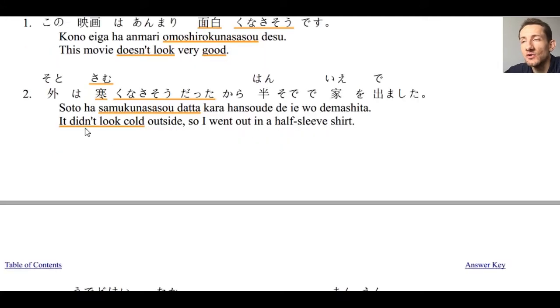Number two, soto wa samuku nasa sou datta kara hansode de ie o demashita. So it didn't look cold outside. Samuku nasa sou datta. Didn't look cold. So we have the past tense, right? So I wore a half-sleeve t-shirt outside.